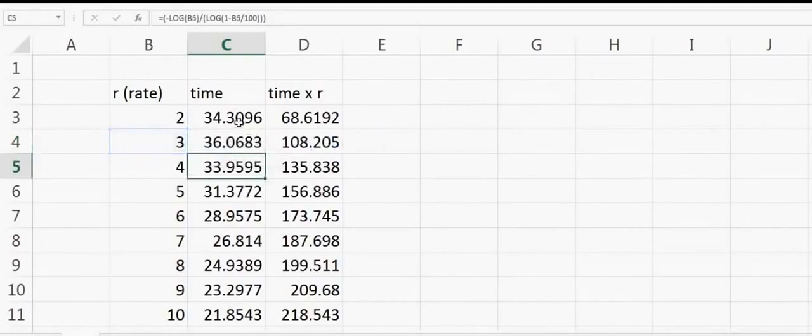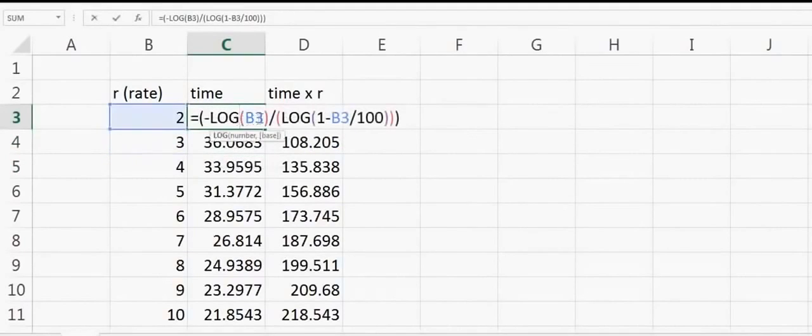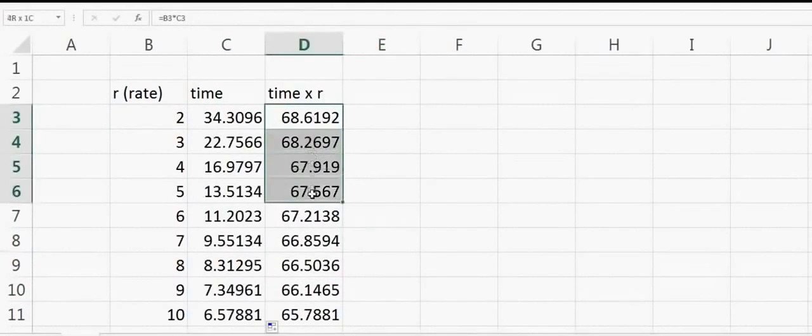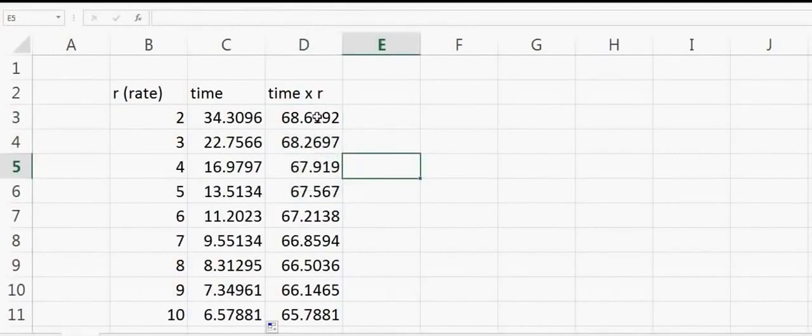Okay, I did something wrong. This should not be log of rate, it's log of 2. So we have to do this, and now you can see that time times r is always equal to or very close to 70. So that's why we always use the rule of 70. We can also call it the rule of 68 or rule of 69, but this is all about the approximation.